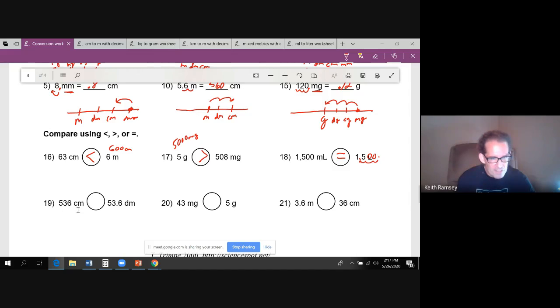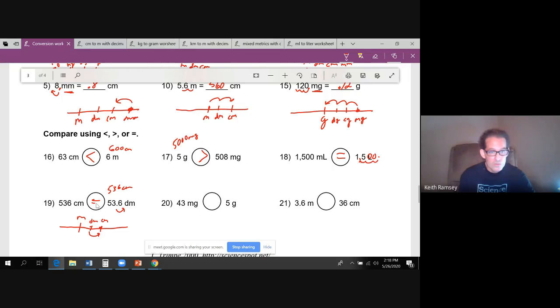Let's look at 536 centimeters to 53.6 decimeters. So let's do our chart here and see if this one's equal. So here's a meter. Here's a decimeter. Here's a centimeter. Okay, so I'm over here at 536 centimeters. So if I go from decimeter to centimeter, I'd move my decimal 1 step this way to make it into a centimeter. So this is 536 centimeters.